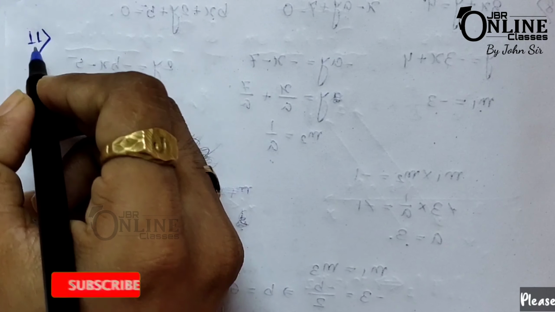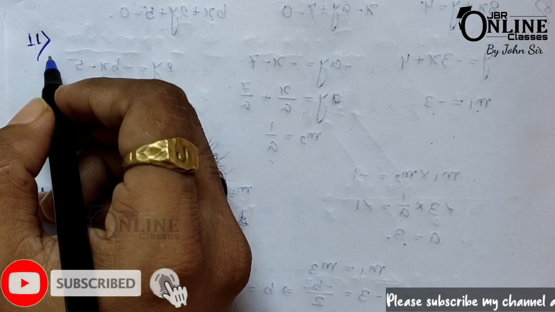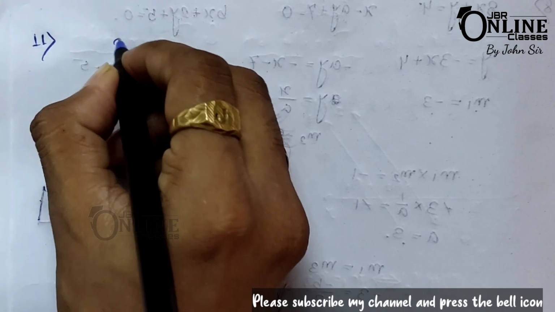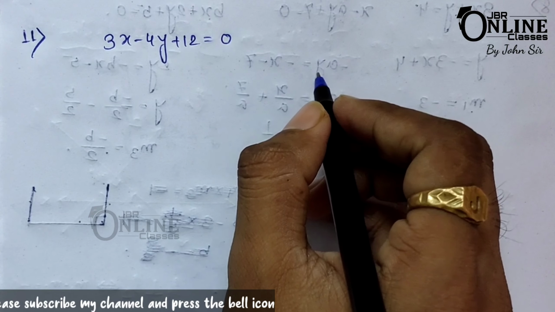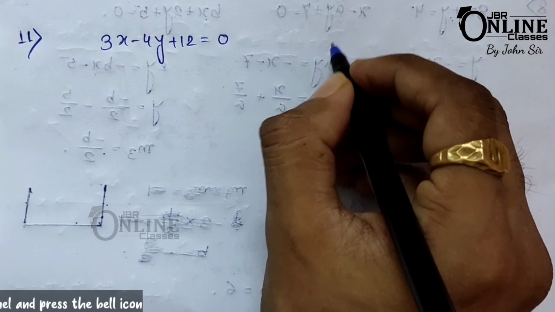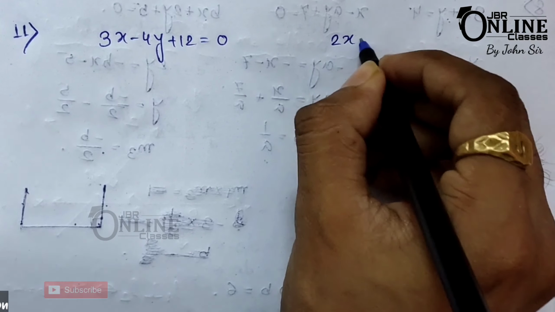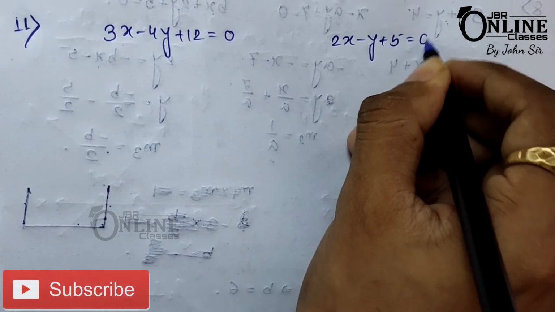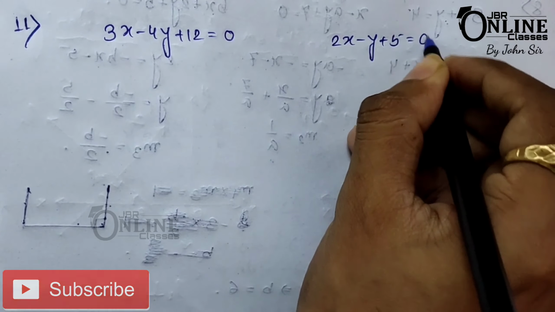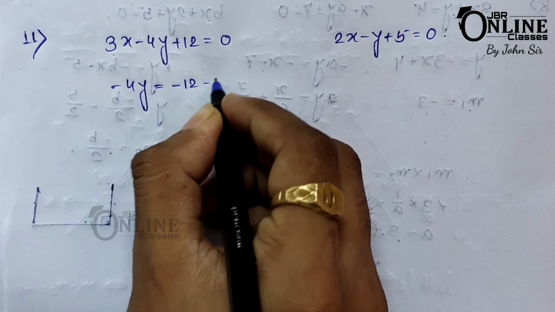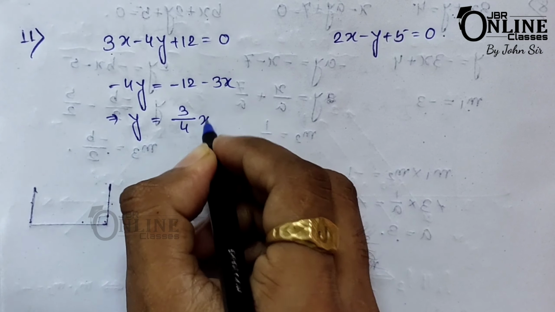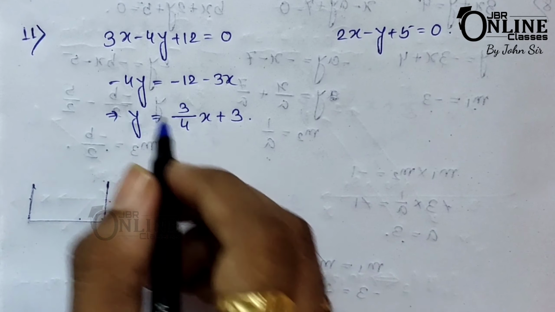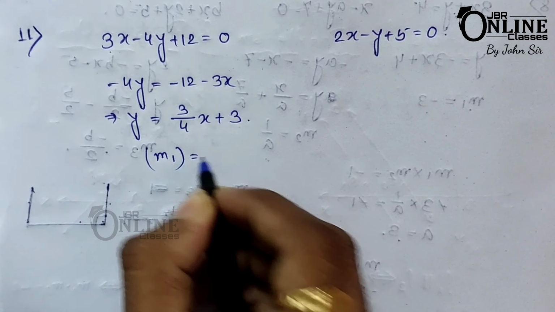Problem 11: find the equation of a straight line perpendicular to the line 3x minus 4y plus 12 equal to 0 and having the same y-intercept as 2x minus y plus 5 equal to 0. So that is the given line. Now, minus 4y equals minus 12 minus 3x, that means y equals 3 by 4 x plus 3. So the slope of this line, if we consider it m1, is 3 by 4.